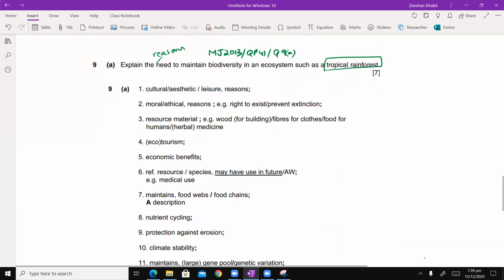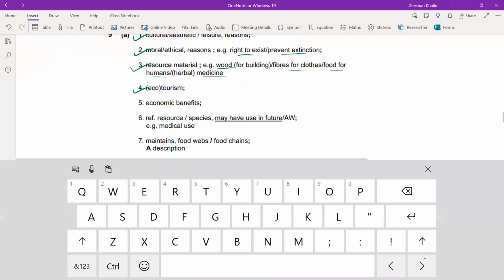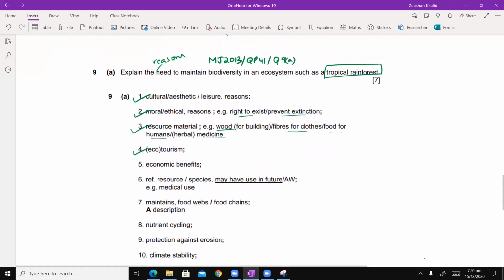Okay, let's look at the answers. Again, cultural, aesthetic, leisure reasons, moral, ethical reasons, right to exist, prevent extinction. Then similarly resource material, like for example wood, fibers for clothes, food for humans, medicine, etc. While there is this line of argument that deforestation should not happen, there is also the argument that where will wood come from? At the end, wood has to come from the trees. Similarly tourism.